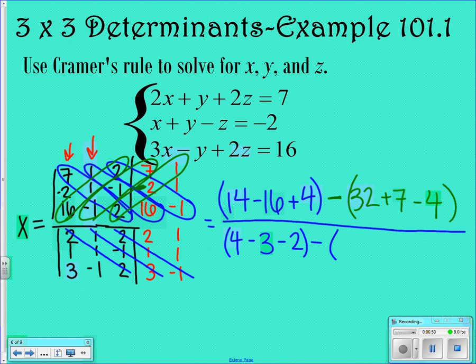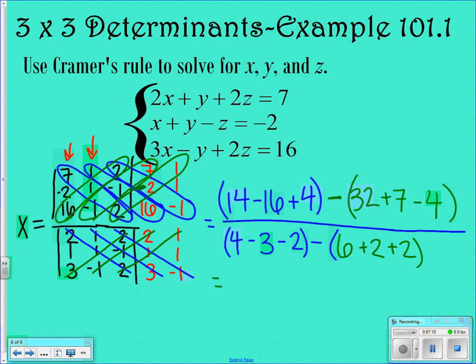And then you're going to subtract, and we're going to go the other direction. So we're going to have 3, 1, and 2, which is 6. Negative 1, and 2, which is 2. And then 2, 1, and 1, which is 2. And then you're just going to add and subtract your numbers.